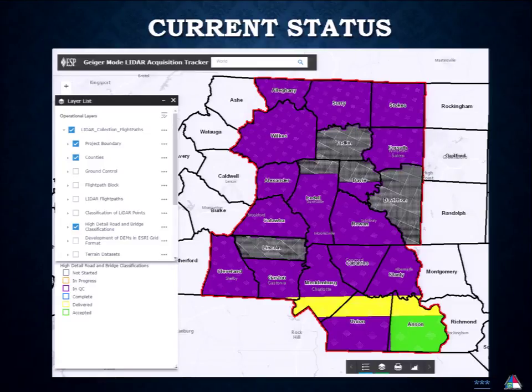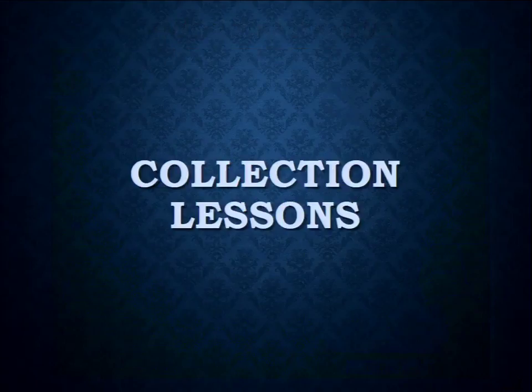So these are just some current status overview of where we are in the process. This is, what is this? I can't see it from here. This is actually the classification for the road networks that's been done. And I did not set up my information correctly.